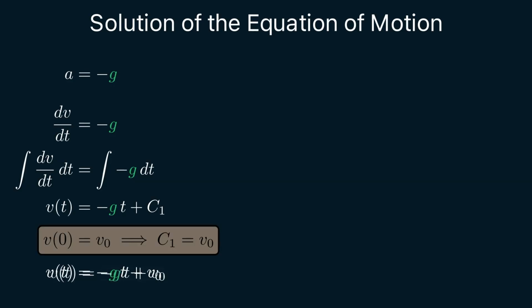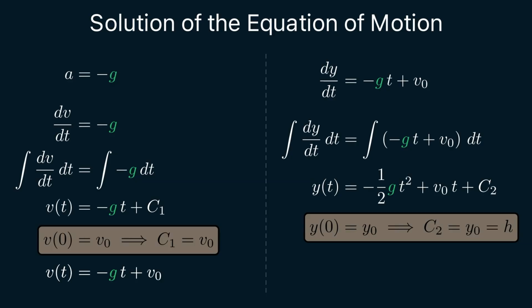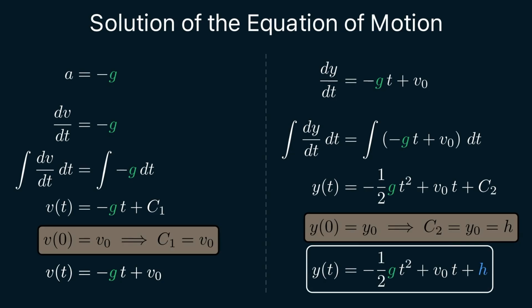Velocity is the time derivative of position. Same game again, integrate both sides over time t. Left becomes y of t, right becomes the antiderivative of v of t, plus a new constant c2. To identify c2, we use the initial position. At t equals 0 the object is at height h, plug in t equals 0, and y of 0 equals c2 equals h. So there's the final result, the equation of motion in all its glory.